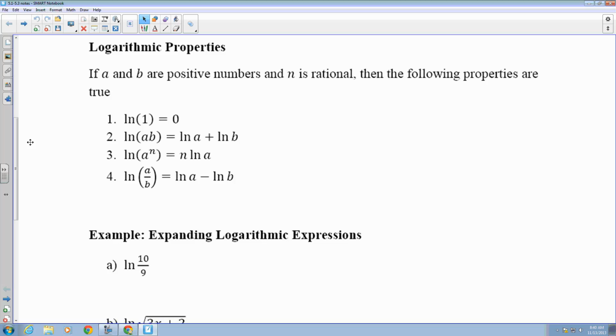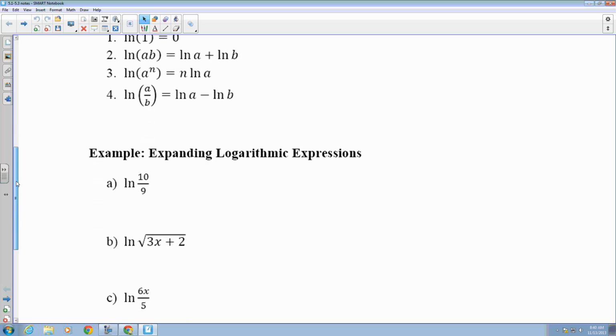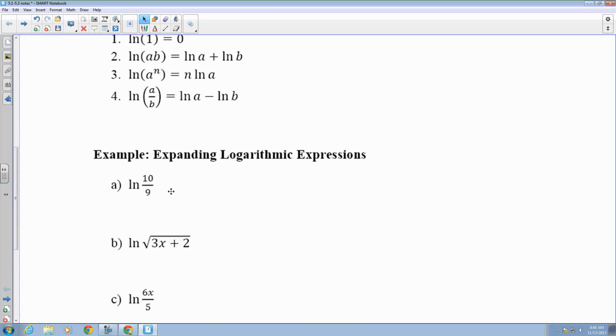So for now, the natural log of 1 is 0. If you have natural log of multiplication, you can turn it into addition. If you have an exponent, it comes out as multiplication in the front, and if you have natural log of division, you can change it to subtraction. So just simplifying these, since we have division, that turns into natural log of 10 minus the natural log of 9. That one's an easy one.